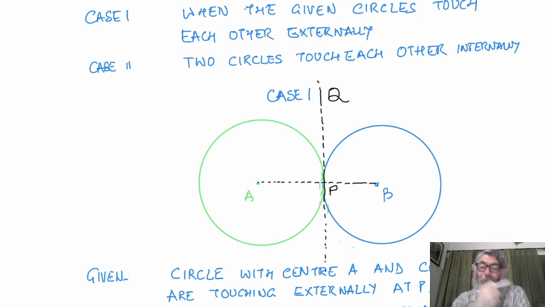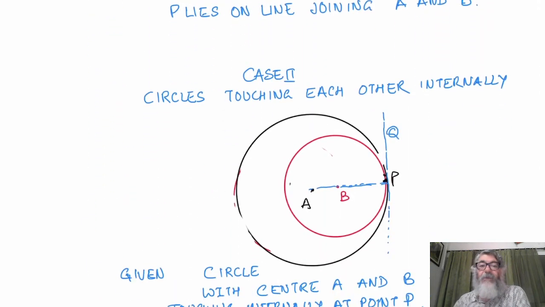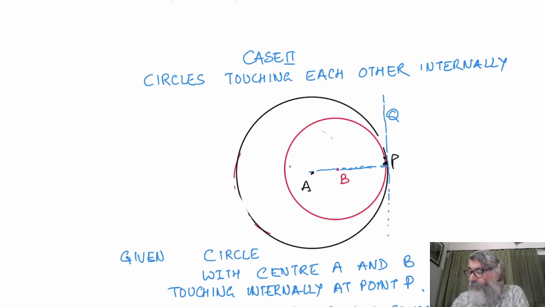That means APB is a straight line. And if APB is a straight line, that means all the 3 points A, P and B lie on the same line. That is what it had said. It had said that the centers of the circle and the point of contact lie on a straight line. Now let us see the second case where the two circles are touching each other internally.